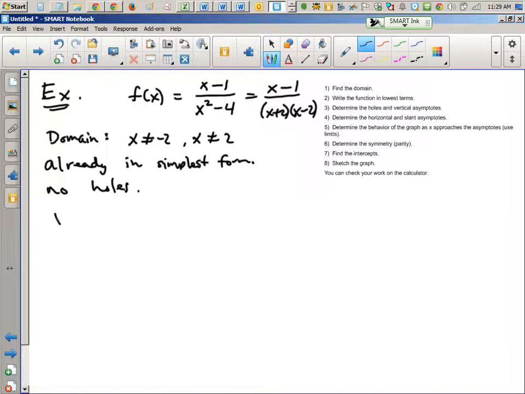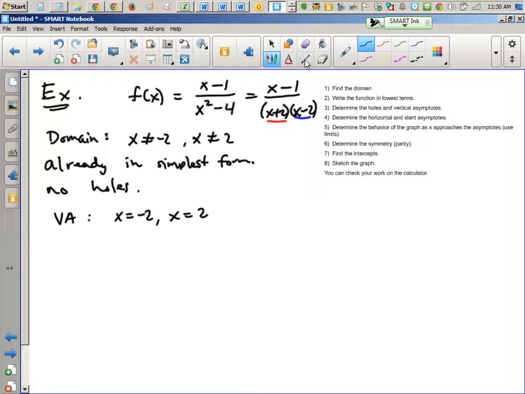Okay, vertical asymptotes occur when the denominator is 0 and the top is not 0. So in other words, look again at the denominator. Nothing was canceled out. That x plus 2 at the bottom means that negative 2 is a vertical asymptote. So vertical asymptote at x equals negative 2. And the same thing with this x minus 2. This means that x equals 2 is a vertical asymptote.